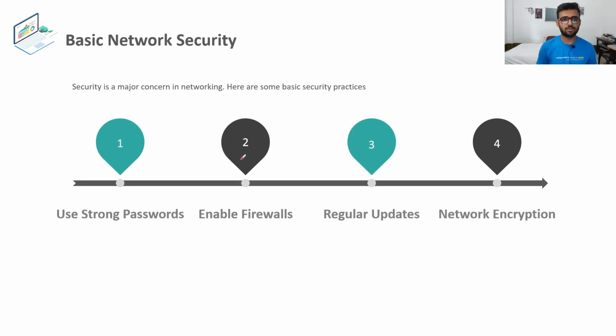That wraps up our introduction to computer networking. We covered the basics of what a network is, different types of network topologies, essential devices, IP addressing, and basic network security.